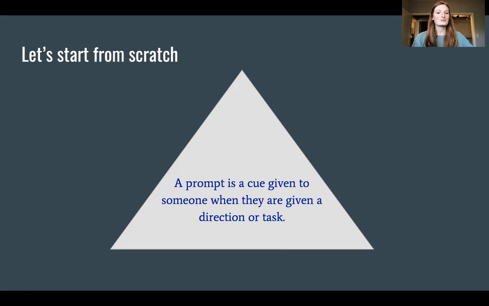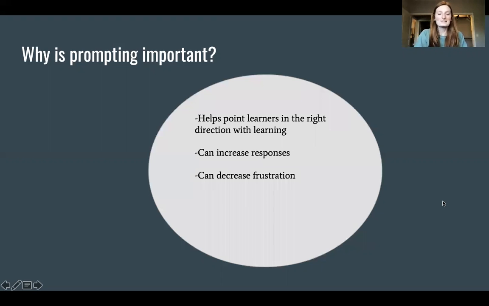So, a prompt is a cue given to someone when they're given a direction or a task. And so prompts can look really different for each learner, right? What do they need? What kind of prompt do they need? How intrusive does their prompt need to be? Also, prompts are so adaptable. We can make a prompt based on what each learner needs. So when you've given a direction, a prompt is anything that comes right after that direction. And like I said, some prompts might be more intrusive than others, and we'll dive more into that in just a minute.